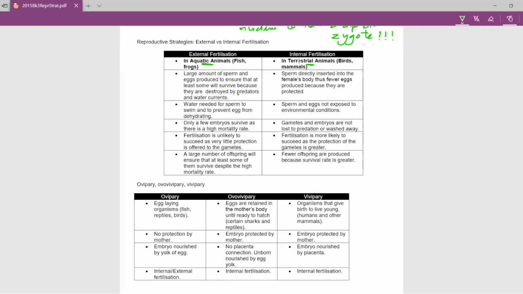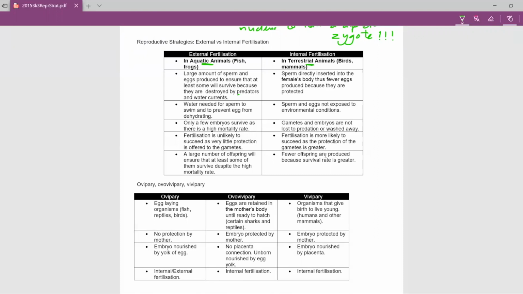Internal fertilization, right? Here, many sperm are inserted into the female's body, and obviously one or fewer eggs or ovum are produced. The sperm is not exposed to environmental conditions, so it won't get damaged. There won't be predation or washing away. So fewer ovum and more sperm ensures that fertilization will take place.